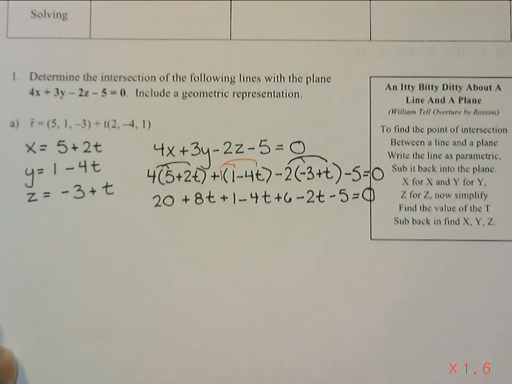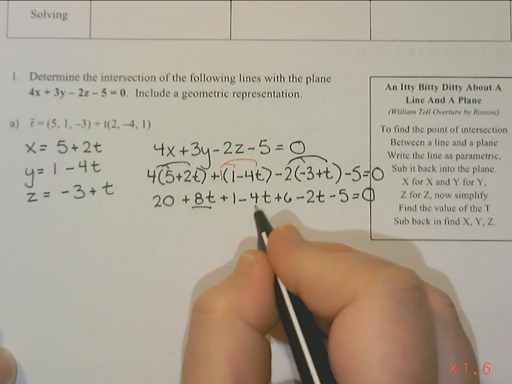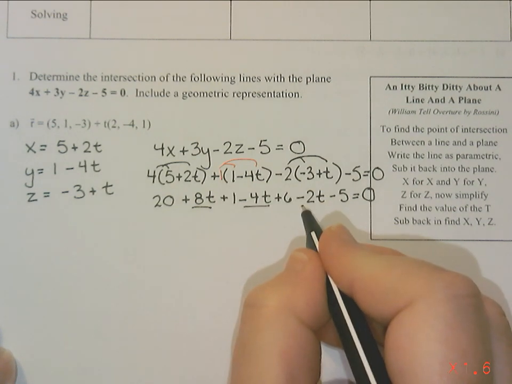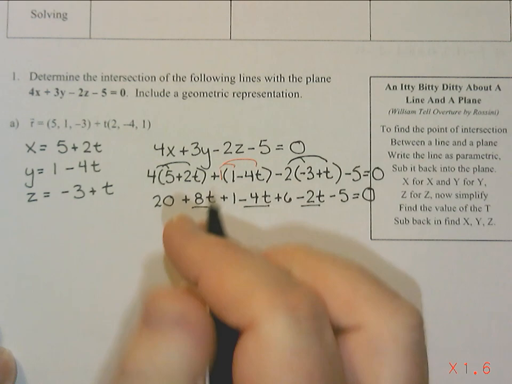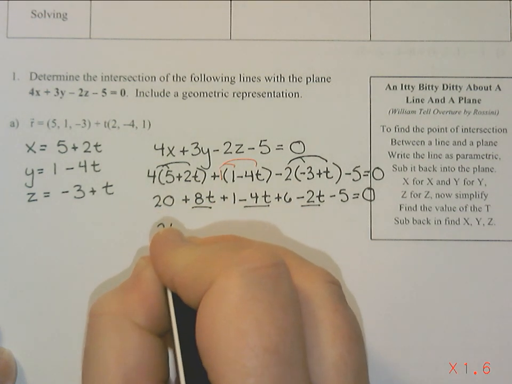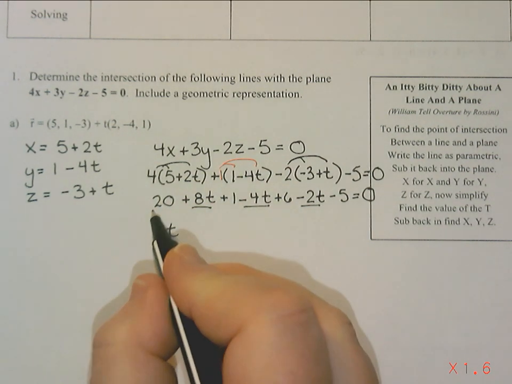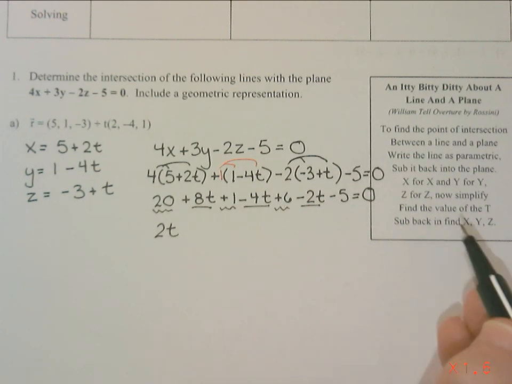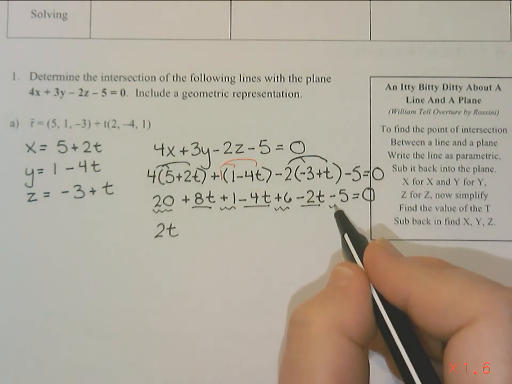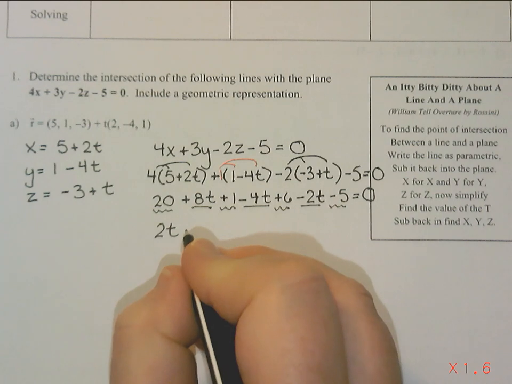All right, we're going to collect up our like terms. I've got 8t minus 4t minus 2t. So 8 take away 4 is 4, take away another 2 is 2t. And then we have 21, plus 6 is 27, take away 5 is 22.